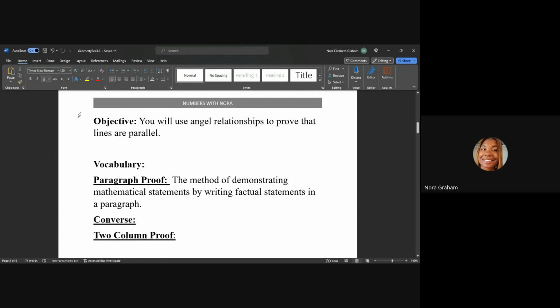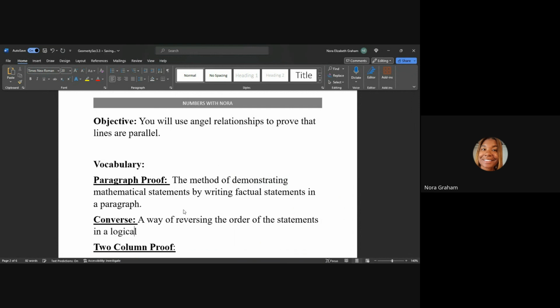And converse, this is kind of like an old vocab word, but we will be looking at the converse for some of our postulates and proofs in this section. So remember, the converse is just a way of reversing the order of the statements in a logical or conditional statement. And I'll just do an example of that quickly.